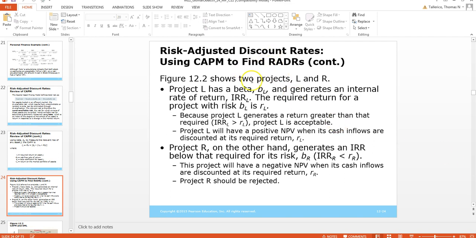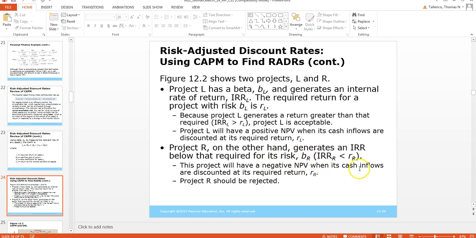All right, so figure 12.2 shows two projects, L and R. Project L has a beta BL and generates an internal rate of return. And a lot of these terms we previously discussed. You'll have to go back to chapter 10. All right, the required return for a project with risk BL is RL. And here's all the details on project R, and here's the details on project L.